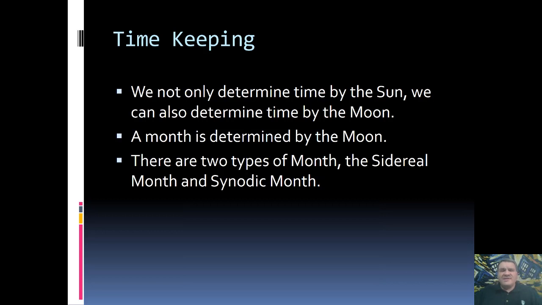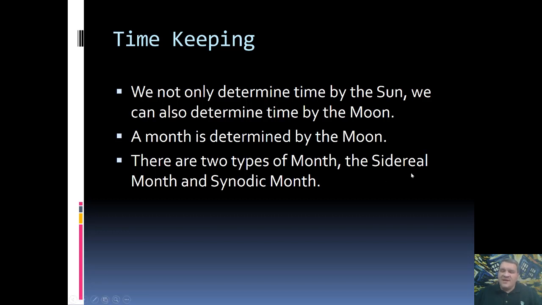Now, we've mentioned previously how we keep track of time based off of the sun. We also at least used to keep track of time based off of the moon. And so you've probably heard of a month. Now, that's not at all how we pronounce it today, but the term month actually comes because of the moon. Now, just like there were two different types of day, a solar day and a sidereal day, there are two different types of month. There is a sidereal month and a synodic month.